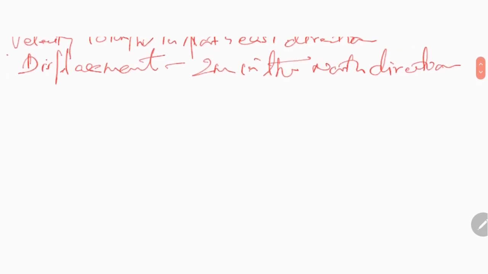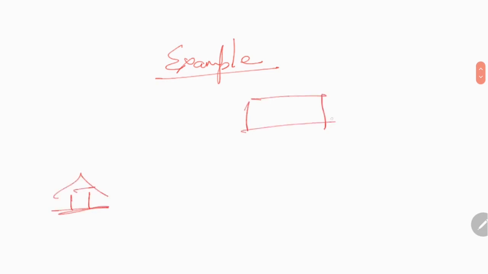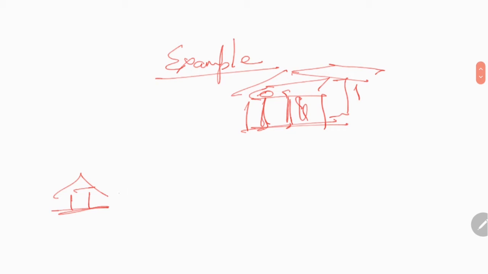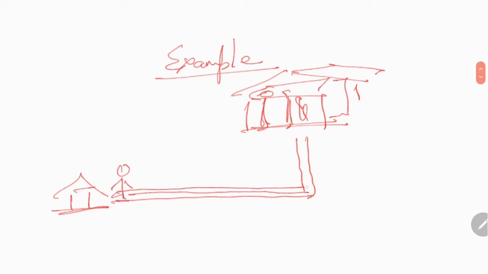Now, let me illustrate this with an example, so that it gives you a better understanding of how these two relate. Let's say this is your house, and this is your school, and this is the road to your school. Let me just draw it. Every day you walk in this direction and reach your school.